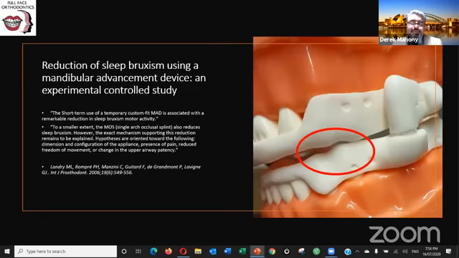Then that brings us on to this study. Gilles Lavigne is involved in this. They're comparing your MOS, maxillary occlusal splint, with your MRA, mandibular repositioning appliance. The short-term use of a temporary custom-fit MAD, a mandibular advancement device, is associated with a remarkable reduction in sleep bruxism. To a smaller extent, the single arch occlusal splint, which I was referring to earlier, whether you call it a Michigan splint or otherwise, also reduces sleep bruxism. However, the exact mechanism supporting this reduction remains to be explained.